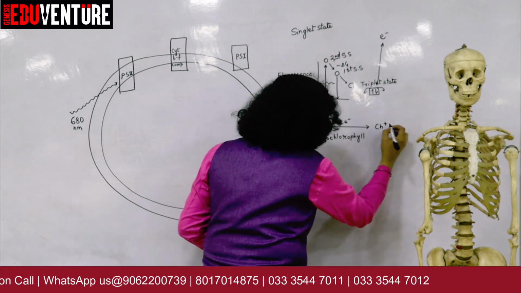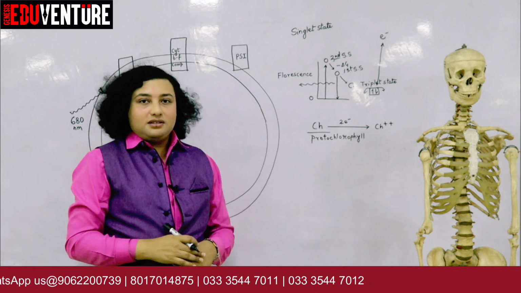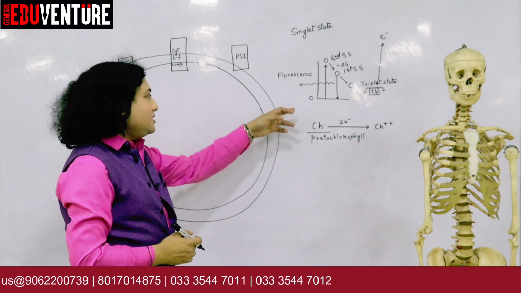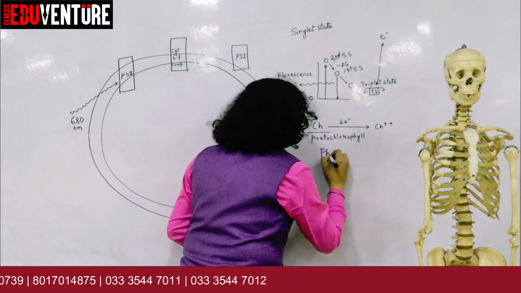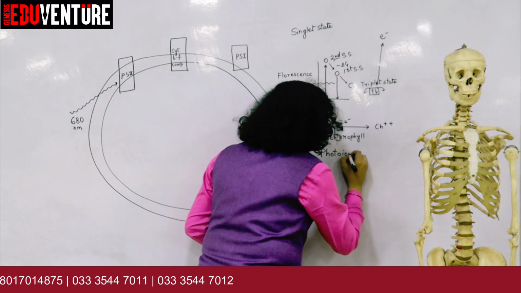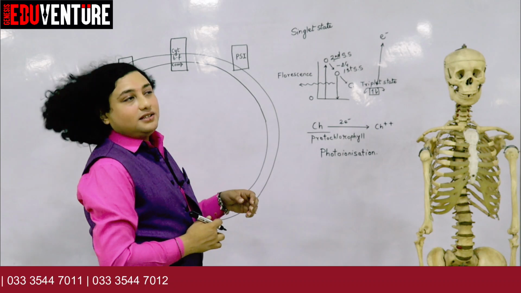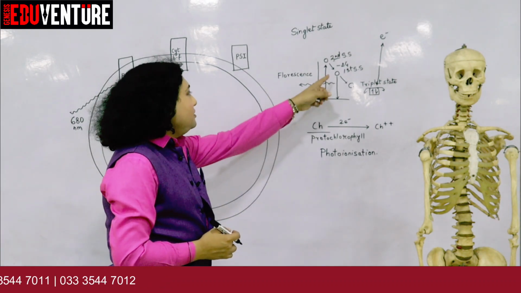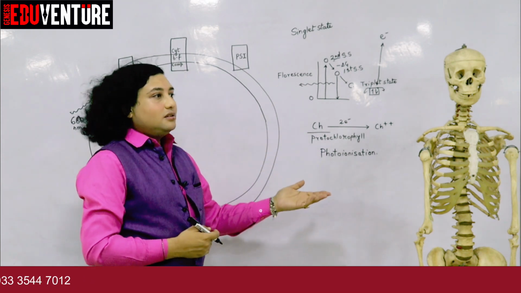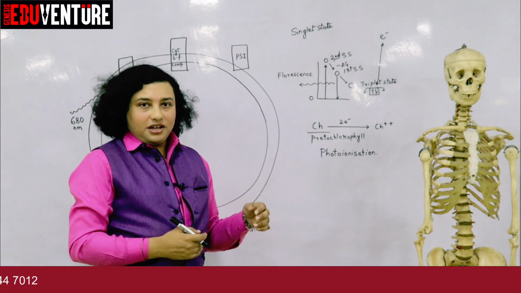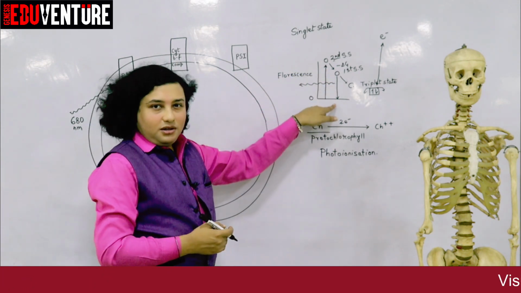If I extrude 2 electrons, I can write CH double plus. So this process is known as photoionization, because in presence of light, the chlorophyll molecule is getting ionized. So this is photoionization. And this is when the light energy is emitted with larger wavelength than the incident ray of light, when the electron directly from the first singlet state comes down to the ground state.